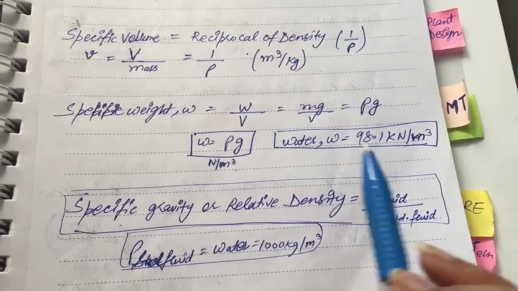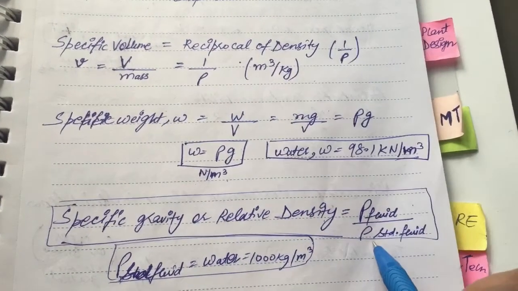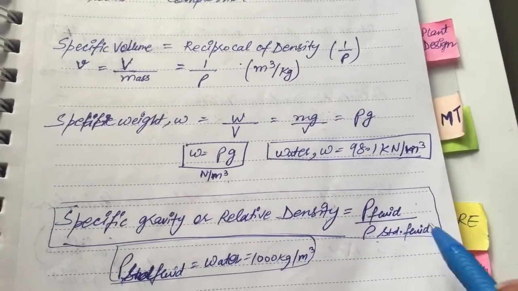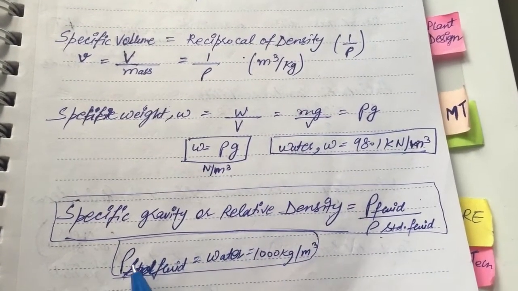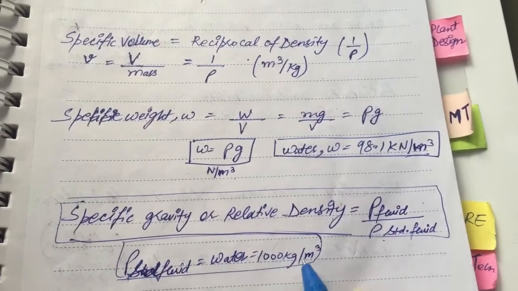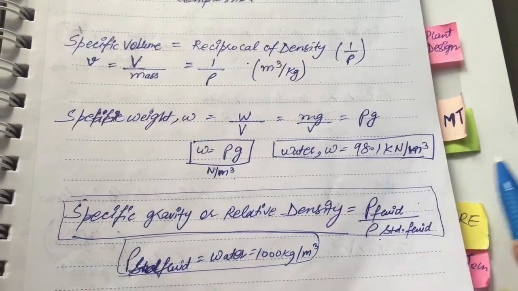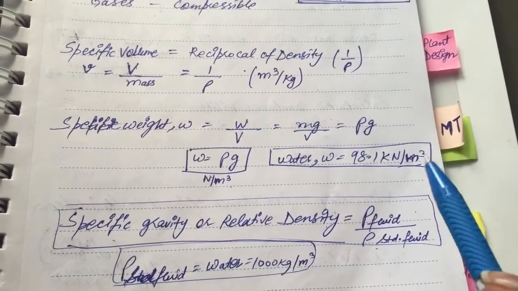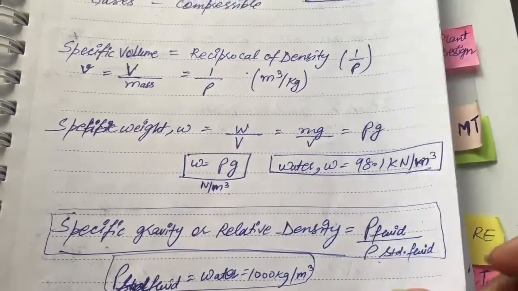Specific gravity or relative density is the density of fluid by density of standard fluid. For the standard fluid, we usually take water, and density of water is 1000 kg per meter cube. So to calculate specific gravity or relative density of any fluid, we divide its density by density of water, we divide it by 1000.